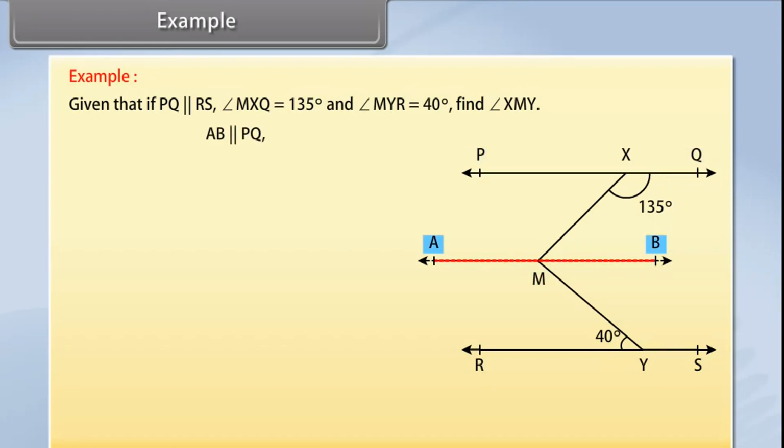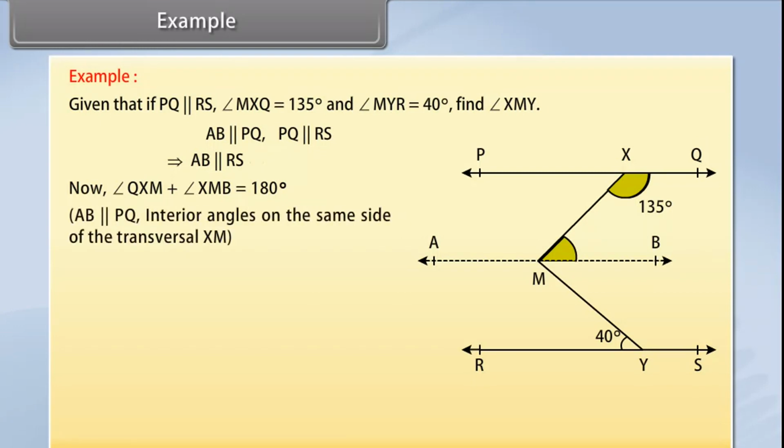Now AB is parallel to PQ and PQ is parallel to RS. Therefore, AB is parallel to RS because two lines parallel to the same line are parallel to each other. Now, angle QXM plus angle XMB is equal to 180 degree. AB is parallel to PQ, interior angles on the same side of the transversal XM.